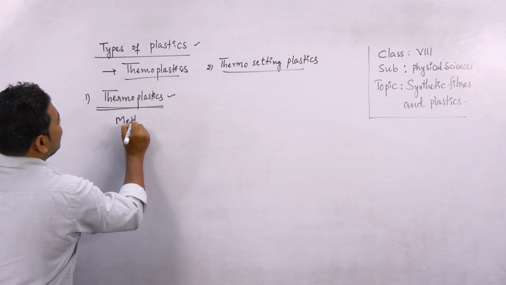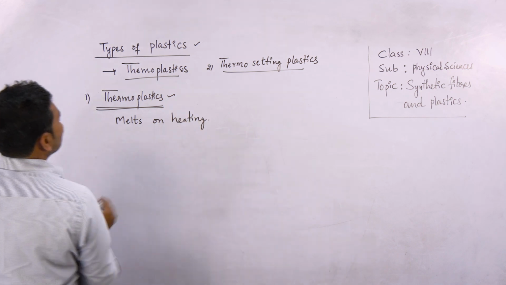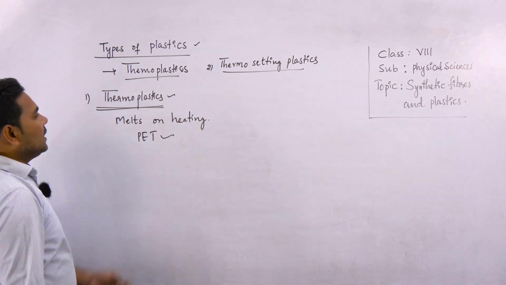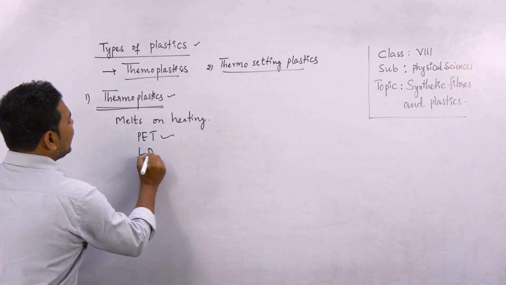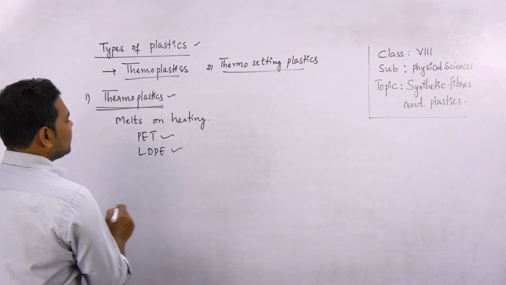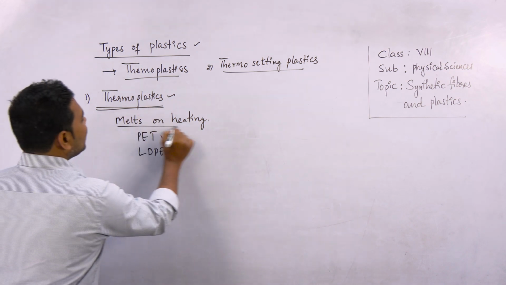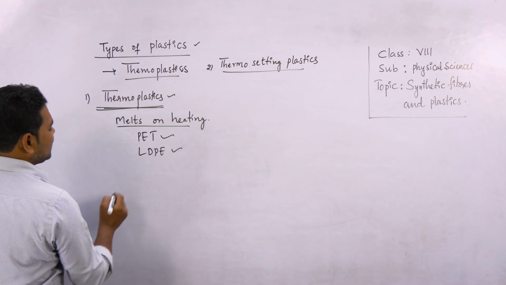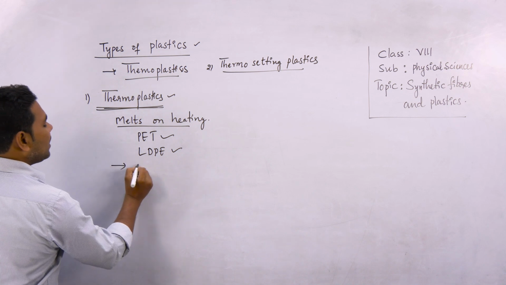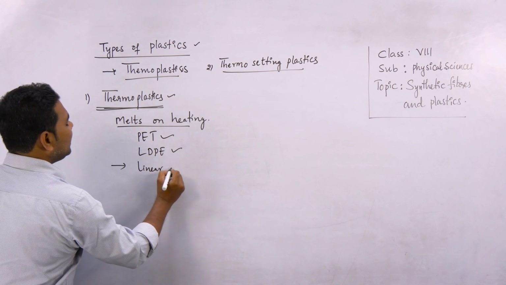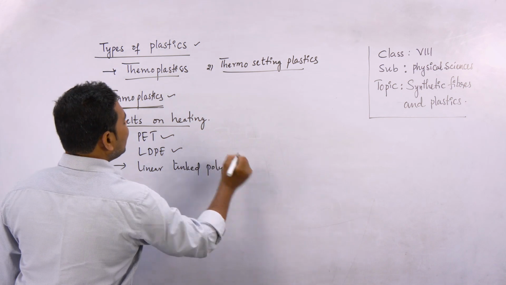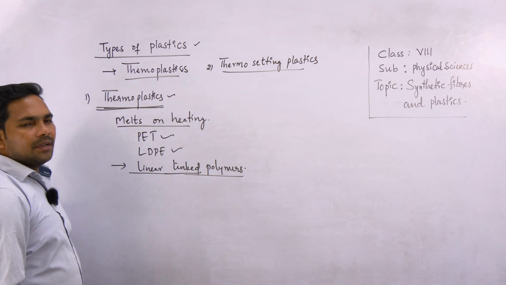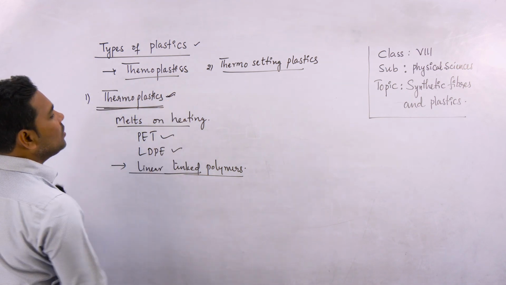Thermoplastics are the plastics that melt on heating, right? PET bottles are a common thermoplastic, and LDPE, sorry, thermoplastics, generally melt on heating. And why do they melt? What is common in all thermoplastics? All thermoplastics are prepared from linear linked polymers. These linear linked polymers make the plastic soft when heated, and such plastics are called thermoplastics.